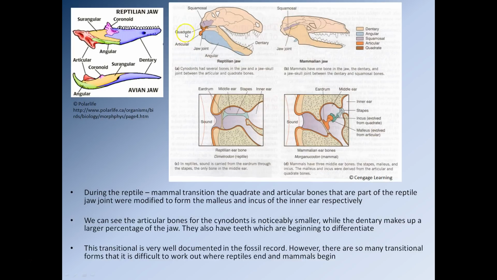So the articular and the quadrate bones from the reptilian jaw were actually repurposed, and the bones migrated up into the skull where they became incorporated into the inner ear. So that's another very significant difference between mammals and reptiles. We're looking to see when these differences start appearing in the fossil record. And once we start seeing animals that have this more dentary-dominated jaw design, free-boned inner ear, and differentiated teeth, well then we know we're looking at a mammal.